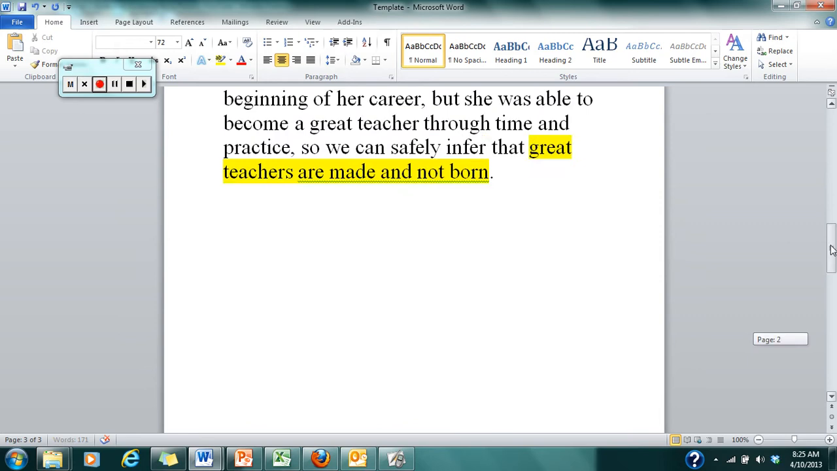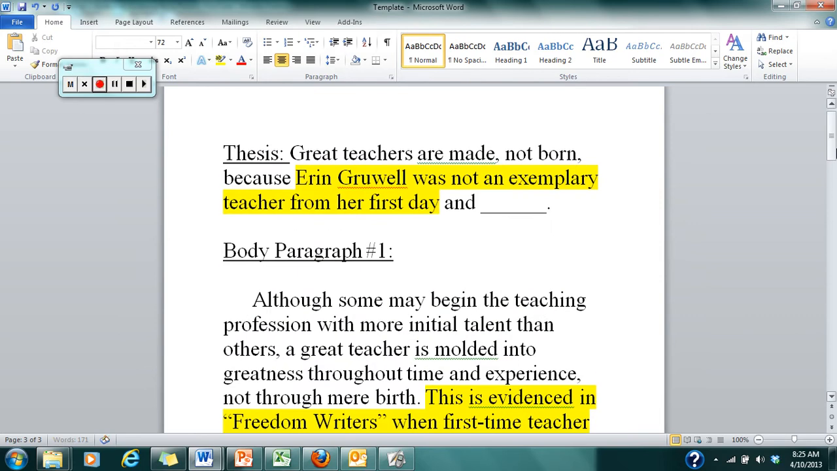So let's take a look at the essay that I'm working on. I have here a binary prompt that I've been given, Are Great Teachers Born or Made? And I'm using the movie Freedom Writers in order to prove that prompt. If you take a look at my thesis here, you can see that I have taken a stand. I'm saying that great teachers are made, not born, because, and here's the first prong of my thesis, Erin Gruwell was not an exemplary teacher from her first day.